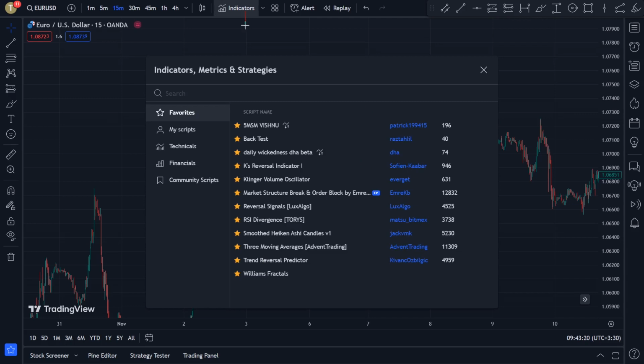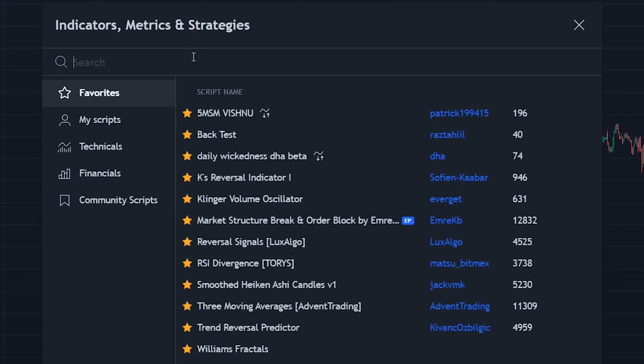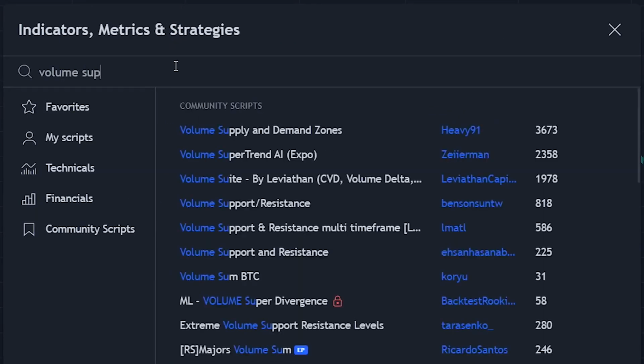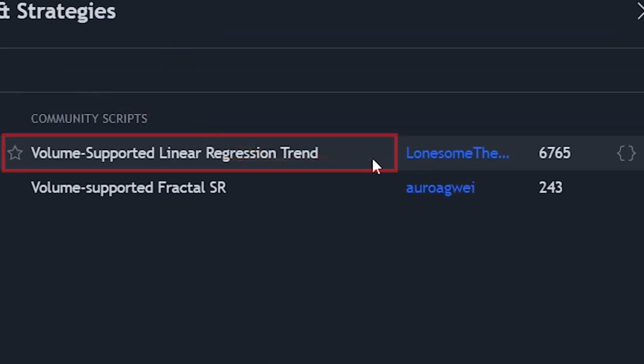Then you need an indicator. So go to the Indicators tab and search for Volume Supported Linear Regression. When you find it, click on it.